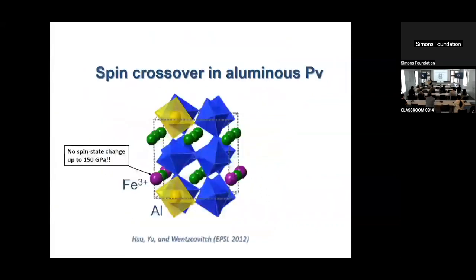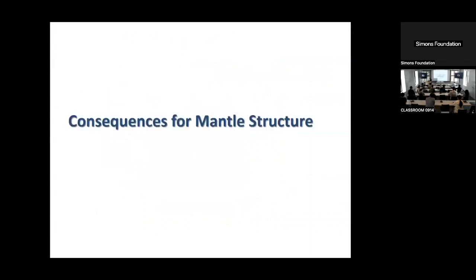Okay, I have to make a very long story short. If you put aluminum in the structure, aluminum enters on this side to produce ferric iron. And at this site, there is no spin state change. So the fact that we have aluminum in bridgmanite and some ferric iron in this state makes life easier. We don't have to worry about high spin, low spin transition in the major phase. It's just ferropericlase that is the major one.